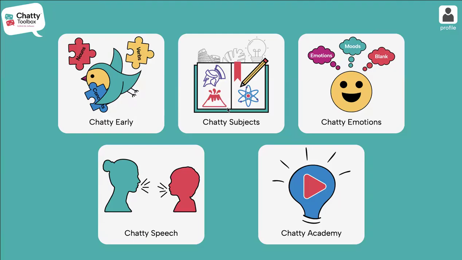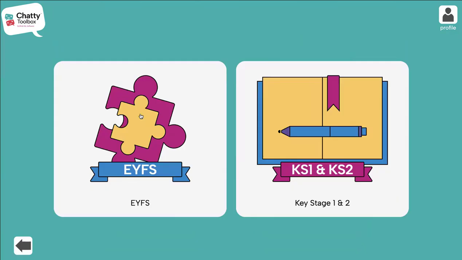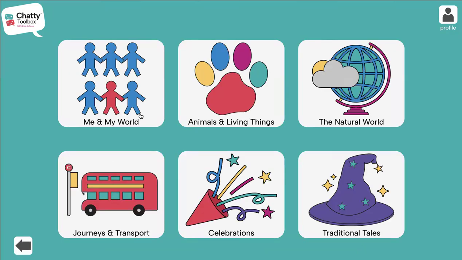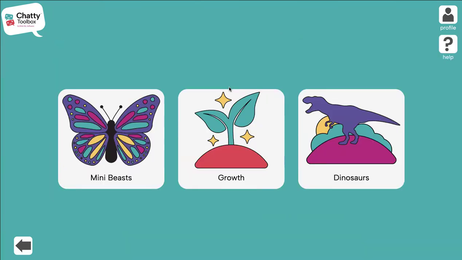So I'm going to show you how to use another module within the Chatty Subjects EYFS. Just to take you on the route through to that, this is the top level menu. If you click on Chatty Subjects and then click on EYFS, that will take you to the top level of the EYFS topic vocabulary. And I'm going to explain today how to use animals and living things. So we'll click on this icon, and you can see there are three different sections within animals and living things.